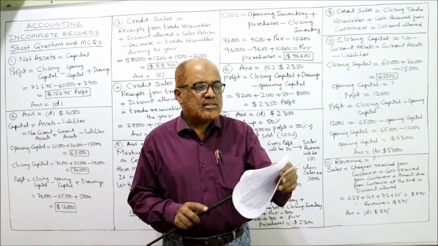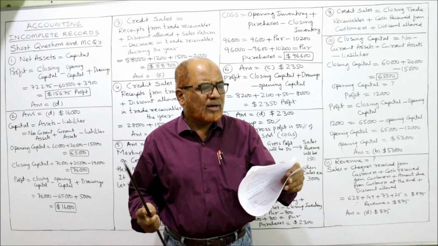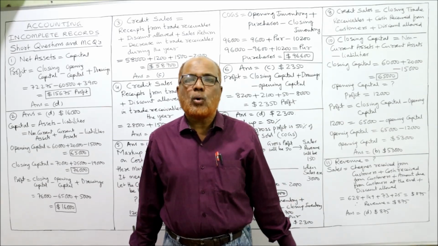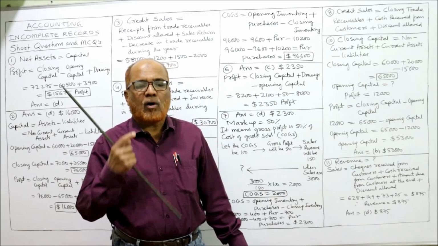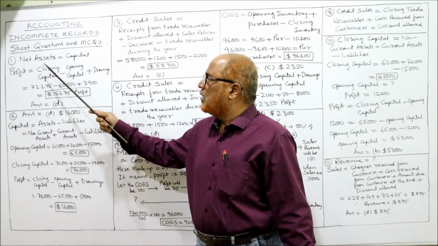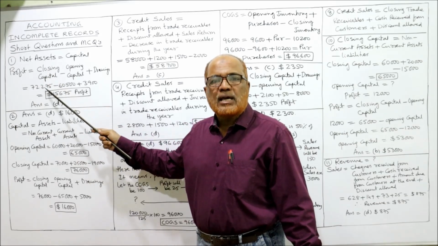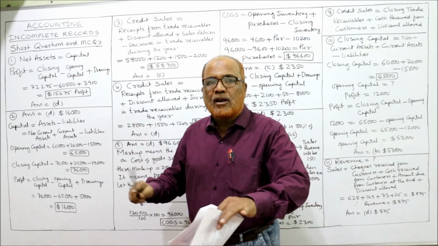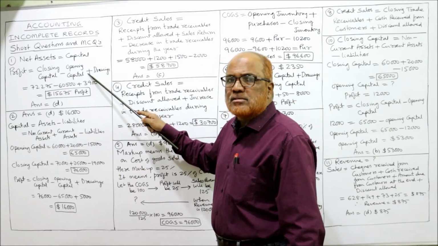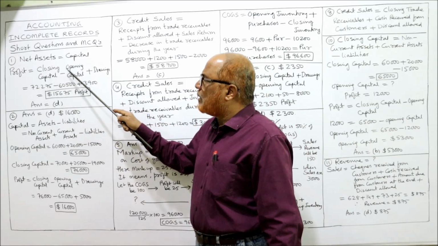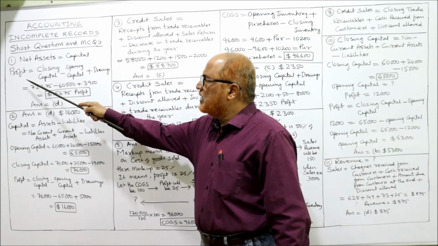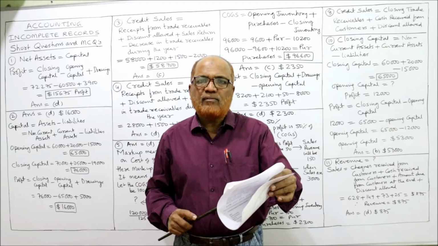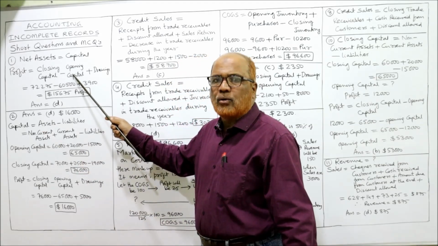Closing capital. Drawings, profit is given 12,000. Drawings are not given. No drawings at all. What is the opening capital? See here, we already know in the first problem we have written the equation. Profit is equal to closing capital minus opening capital plus drawings. If there are no drawings, don't add drawings. So simply profit is equal to closing capital minus opening capital. So here in this problem, opening capital we have to find out.